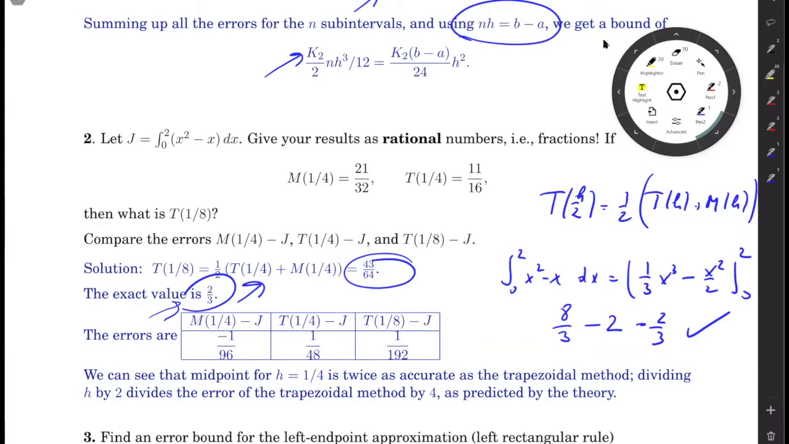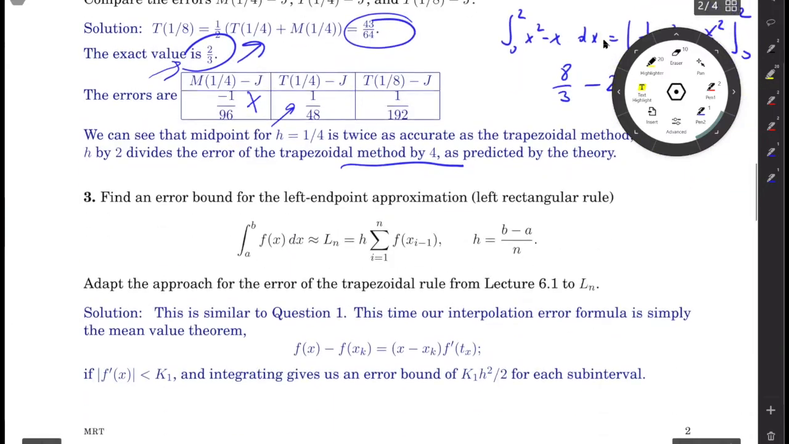So you can see the error of the trapezoidal rule is twice as big as the error for the midpoint rule. So twice as big as this one here. And then when we go to h to the 1 over 8th, we're seeing that the error gets divided by 4. Okay? And so this is all as predicted by the theory.